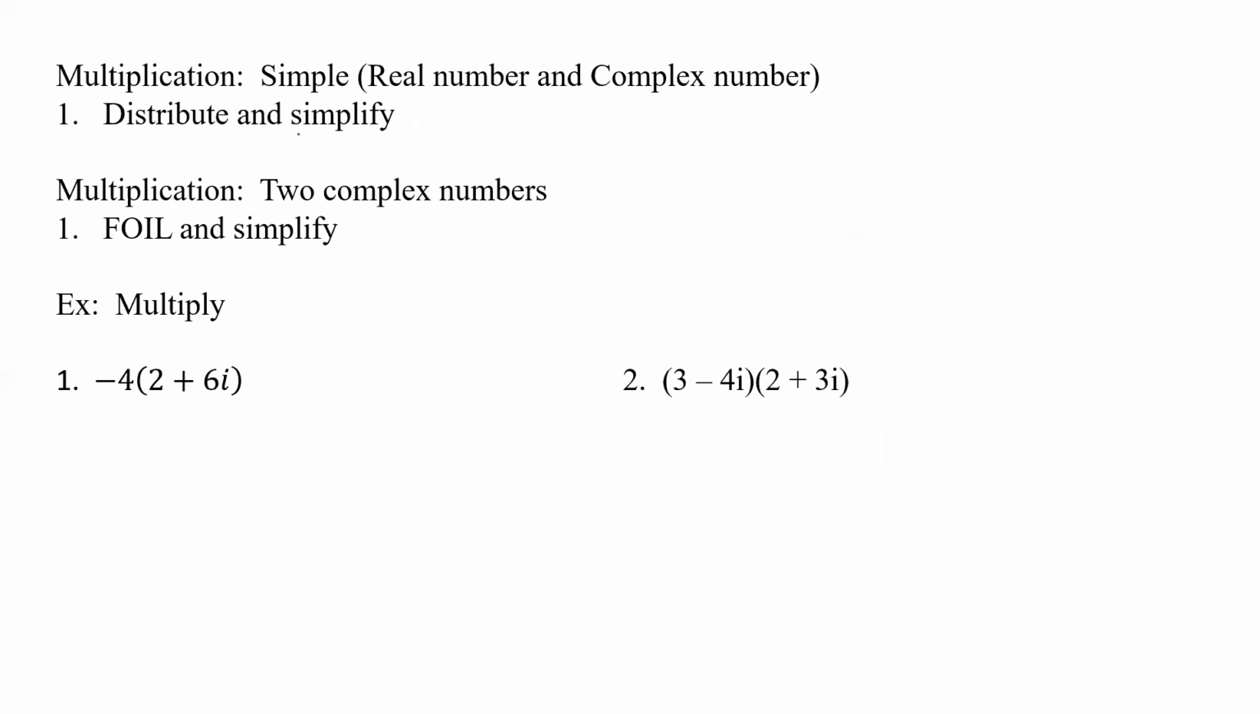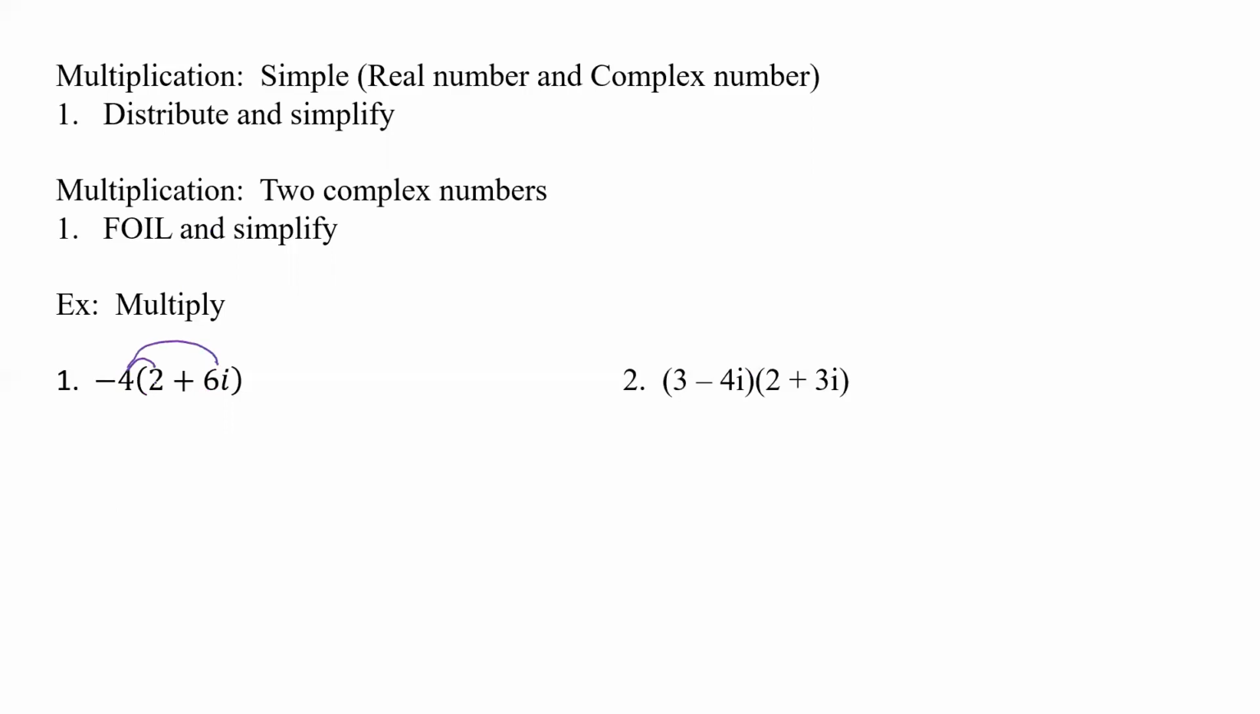We just distribute, rainbow. Or we can do multiplication with two complex numbers, and we FOIL basically and then simplify. So this one is going to be FOIL, and if we have just a number and a complex number, then we just distribute. Really, you're doing the same thing here, but we have a fancy name called FOIL for it. So what do we do? Well, we're just going to do the rainbow.